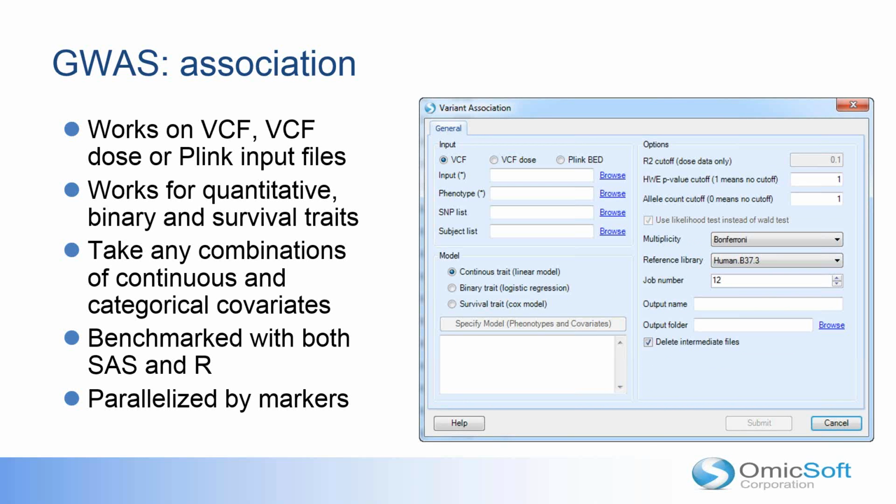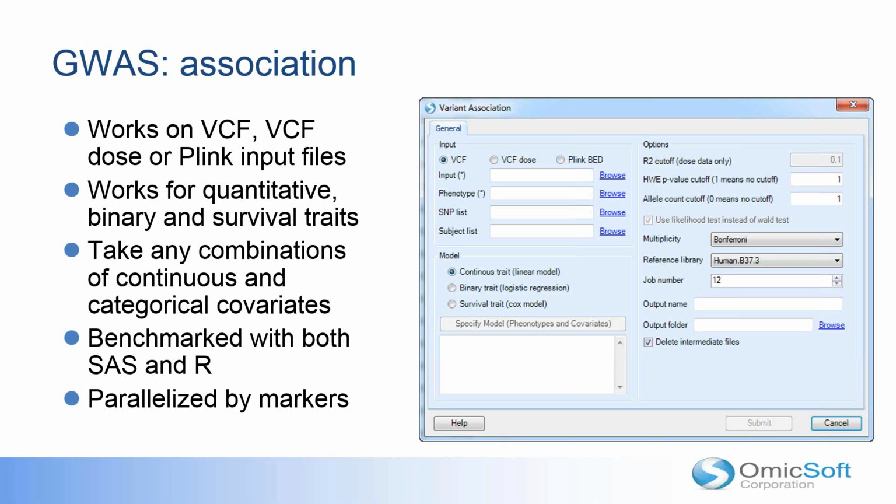So for the association side, we work on VCF or VCF dose, which is recommended for imputed data, or Plink output files. So if you have a Plink file and you don't want to do imputation, you can still use these association modules. We work on quantitative, binary and survival traits, and take any combination of continuous and categorical covariates. We do the Cox model for survival traits, logistic regression for binary traits, or a general linear model for continuous traits. The results are definitely reliable.